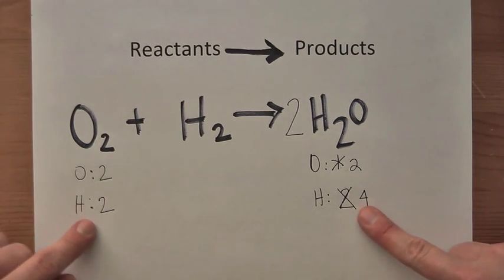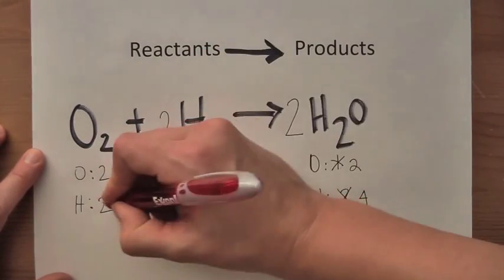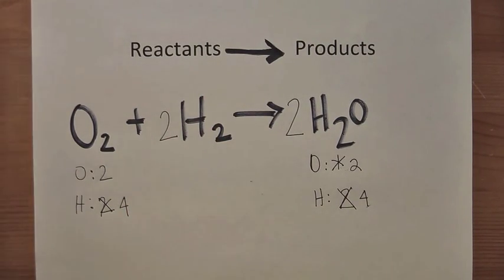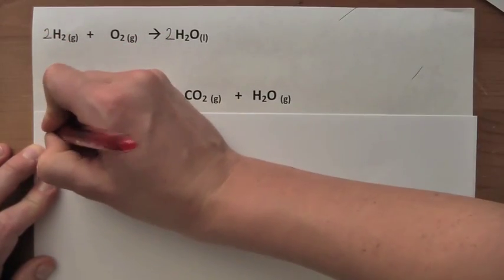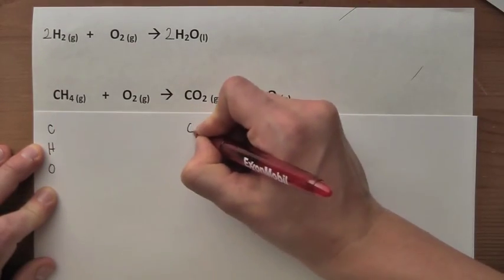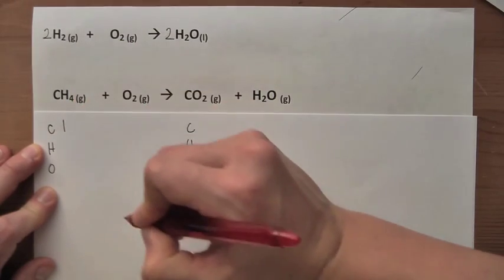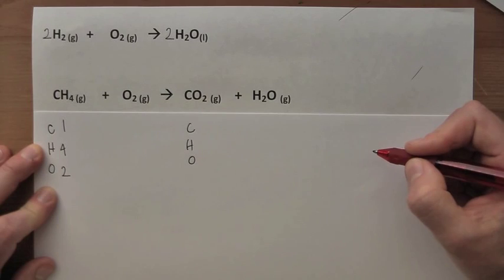Let's compare hydrogens now. That means I must put a 2 in front here. So this turns into a 4 also. I'm balanced. Let's do another. I've got carbon, hydrogen, and oxygen. Carbon, hydrogen, and oxygen. Over here I have 1 carbon, 4 hydrogen, 2 oxygen.